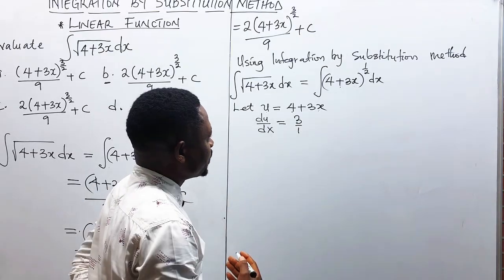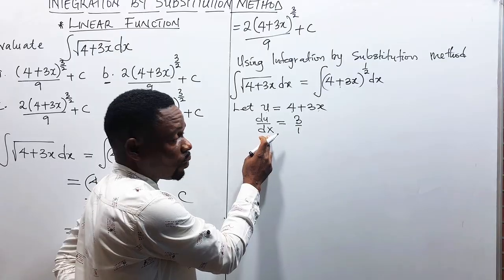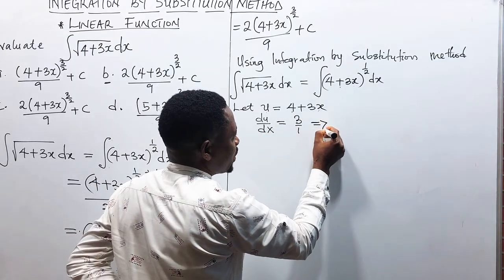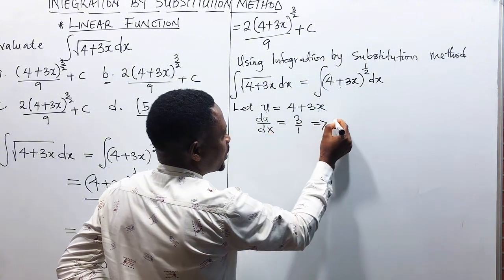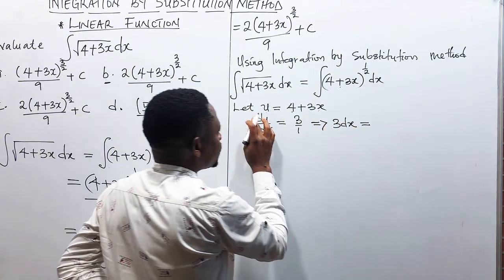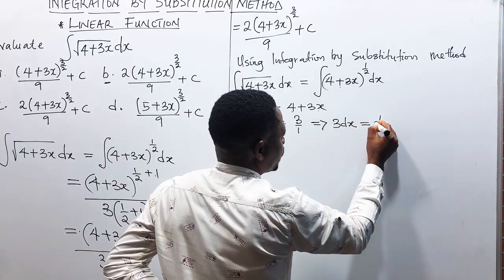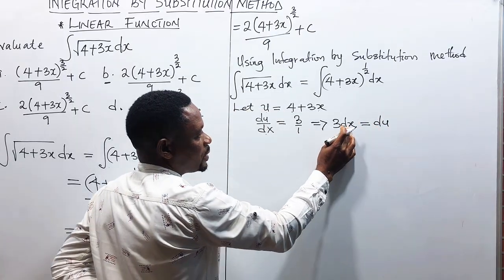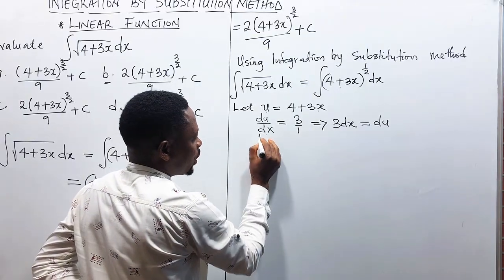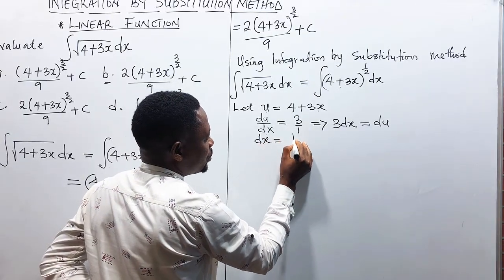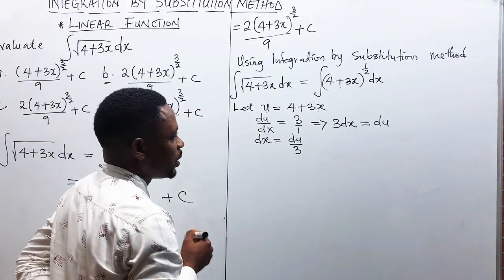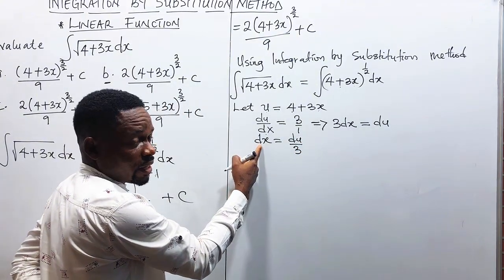Our target is to make dx the subject of the formula. I will now cross over so that this implies that dx times 3 will give us 3dx, equal to du times 1, which equally gives us du. So make dx the subject of the formula. I will divide by the coefficient so that dx will now be du over 3. Hope you're following. Can you see I've succeeded by making dx the subject?